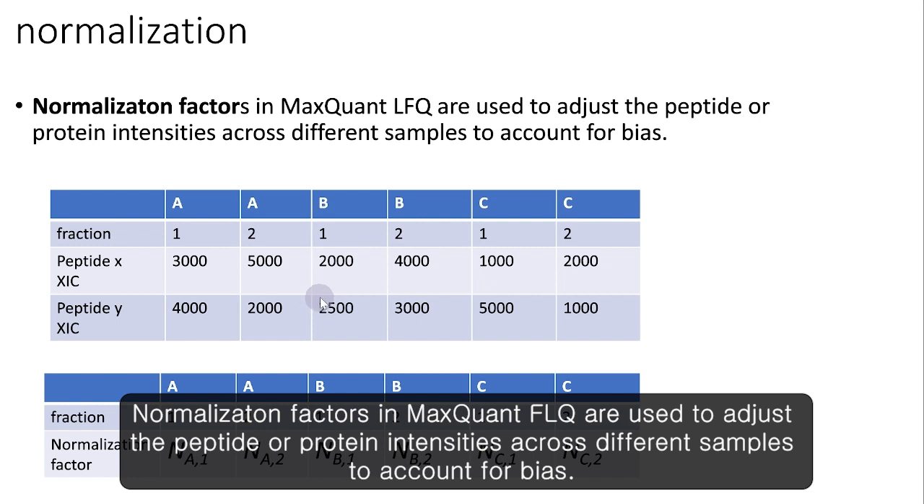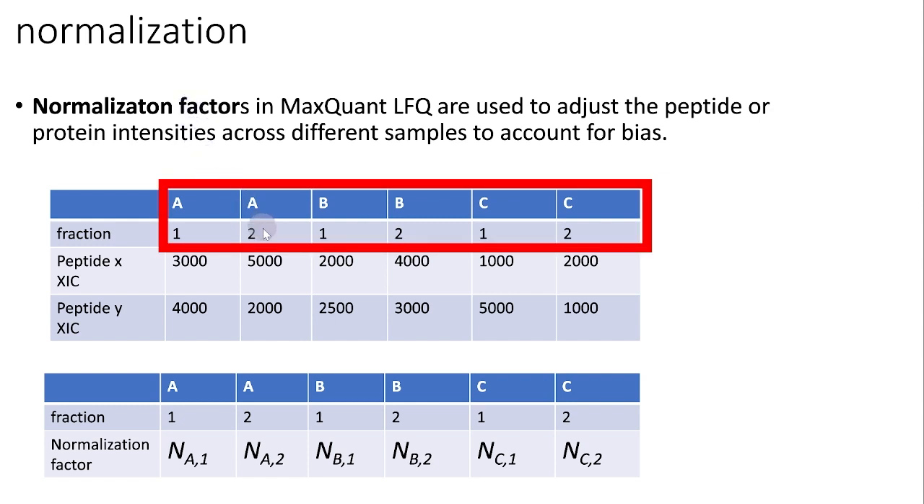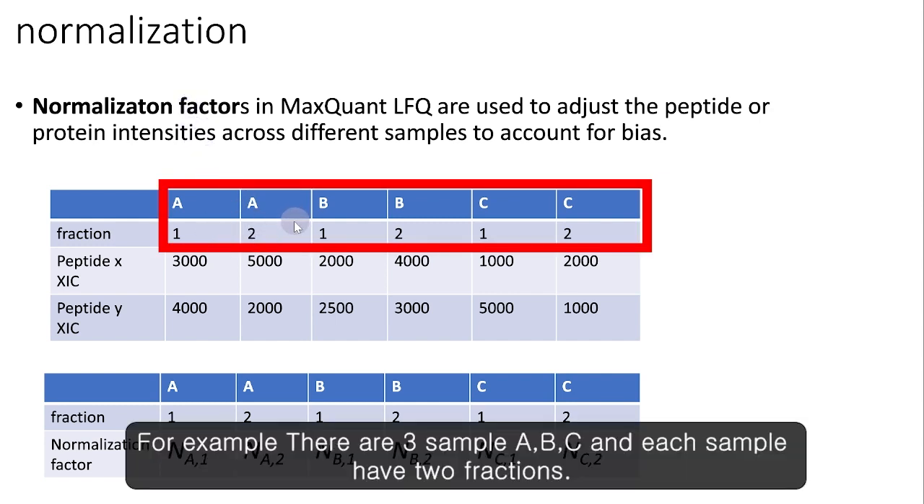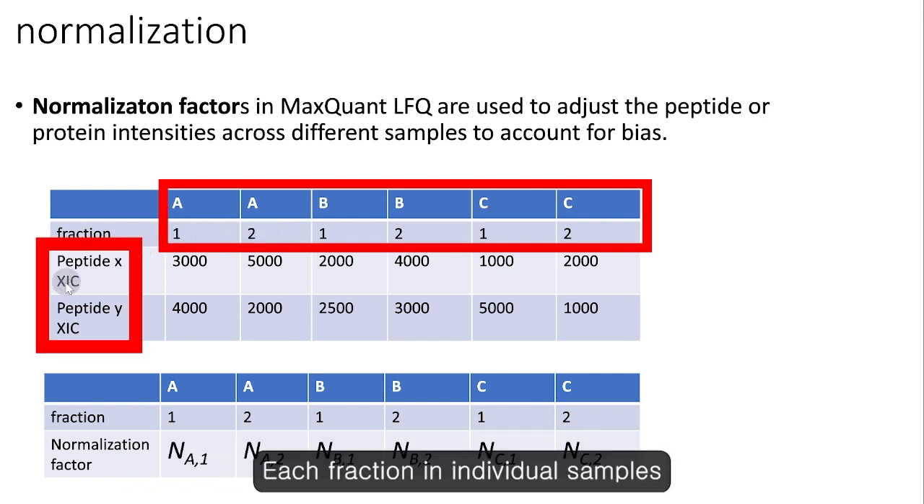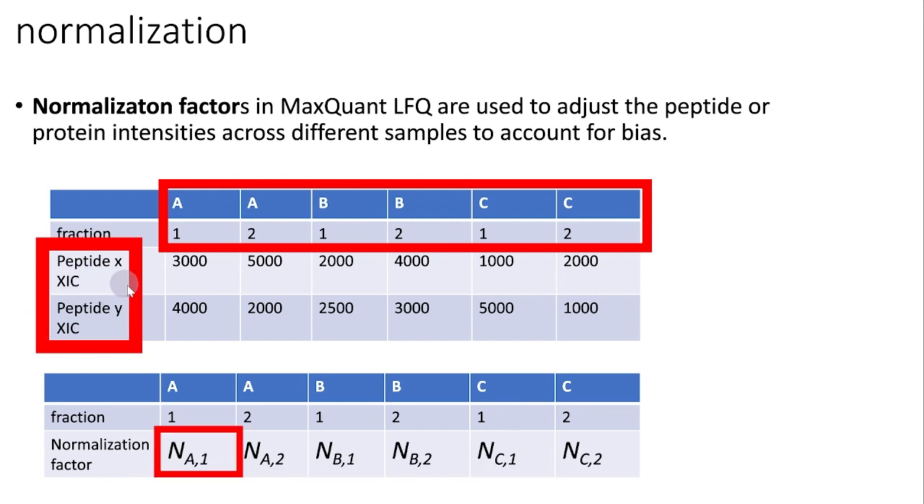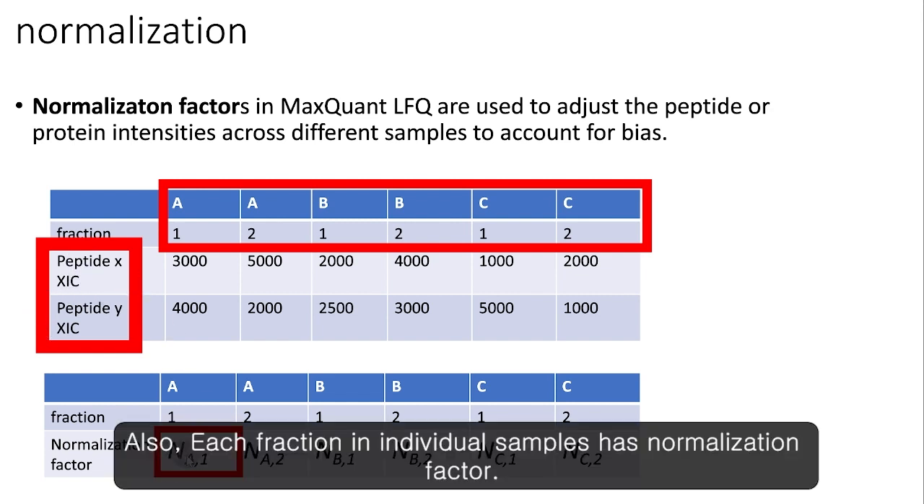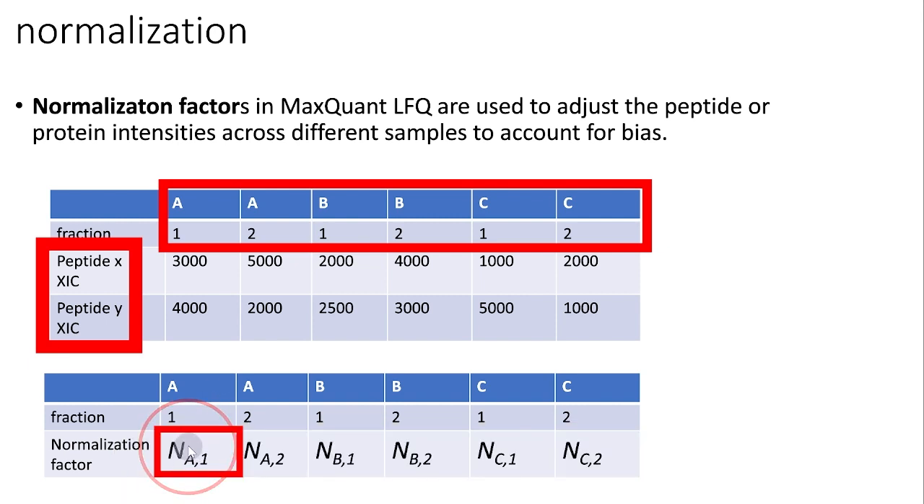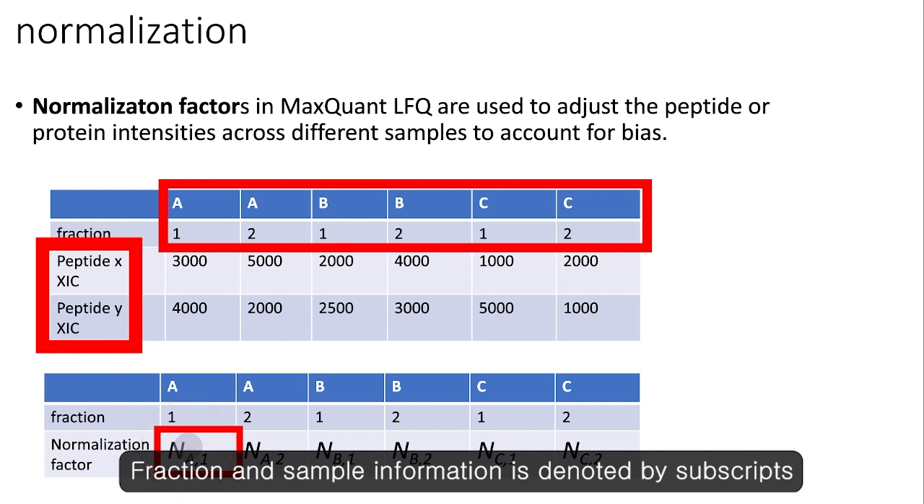Normalization factors in MaxQuant LFQ are used to adjust the peptide or protein intensities across different samples to account for bias. For example, there are three samples A, B, C, and each sample has two fractions. Each fraction in individual samples has two peptide XIC intensities, peptide X and peptide Y. Also, each fraction in individual samples has a normalization factor. Fraction and sample information is denoted by subscript.